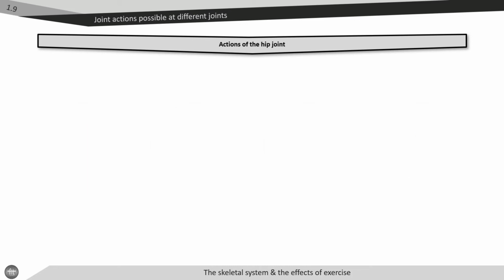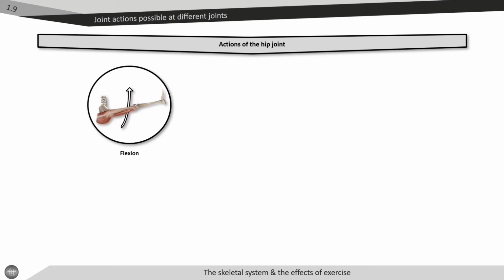Like the shoulder joint, the hip joint is a ball and socket joint, and there are 6 different joint actions possible. These include hip flexion, where the angle of the joint decreases or the hip and the leg get closer together. Hip extension, this is where the angle of the joint increases or the hip and the leg get further apart.